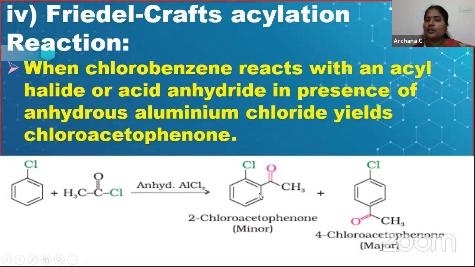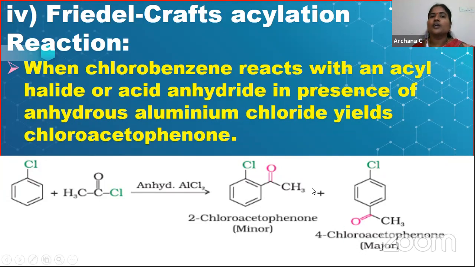2-chloroacetophenone. So 2-chloro, this is aceto, and for the ketone, the name ends with -one. And the next product is 4-chloroacetophenone. So these are the major products formed in this reaction. This is called Friedel-Crafts acylation. It means that when chlorobenzene reacts with an acyl halide in the presence of anhydrous aluminum trichloride, it gives 2-chloroacetophenone and 4-chloroacetophenone. When you compare these two products, the 4-chloroacetophenone will be the major product.